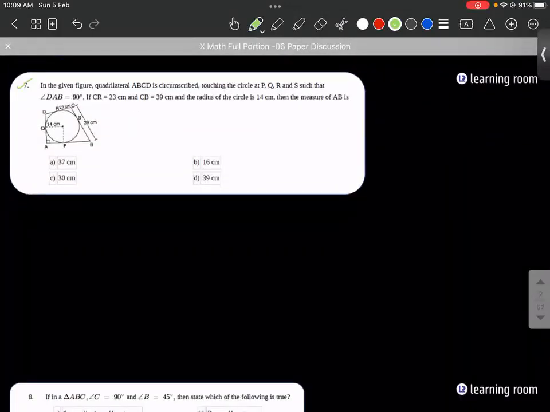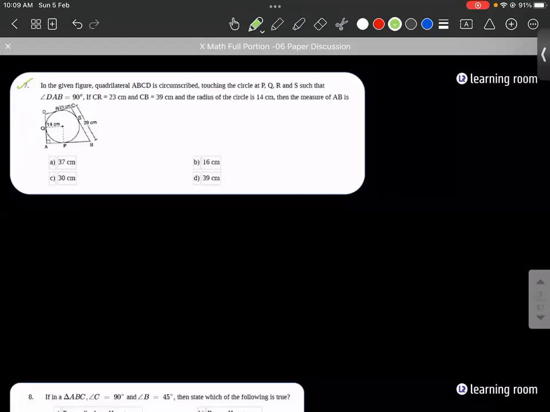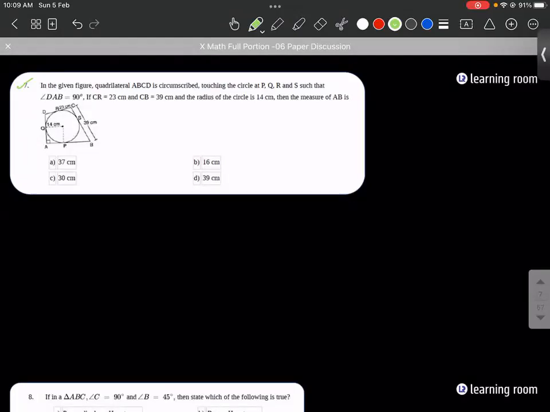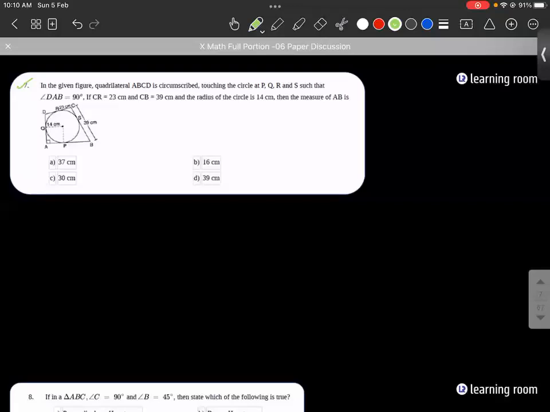Seventh one. In the given figure, quadrilateral ABCD is circumscribed touching the circle at P, Q, R and S such that angle DAB is 90 degree. If CR is 23 and CB is 39, and the radius of the circle is 14 centimeter, then the measure of AB is. How to do this? What is the answer? Sir, I got it as 30 centimeter. 30 is right. So how to do this?